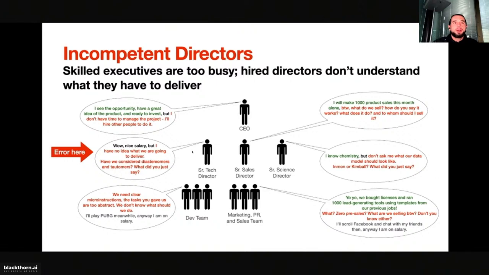So here are the hired directors. We hired a technical director, we hired a sales director, and we hired a science director. The science director will be responsible for the scientific part, like chemistry, biology, pharmaceutics, physics, all the stuff which is needed from the domain point of view.